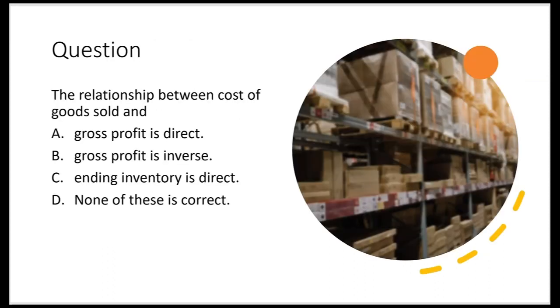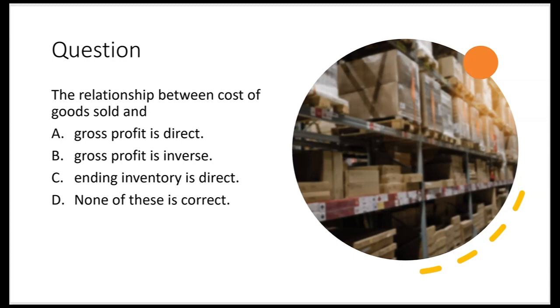The relationship between cost of goods sold and A, gross profit, is direct? No. The relationship between cost of goods sold and gross profit is inverse. A is out. B, gross profit is inverse? Yes, that says it best because the relationship between cost of goods sold and gross profit is inverse. If cost of goods sold is overstated, gross profit's going to be understated. B looks good.